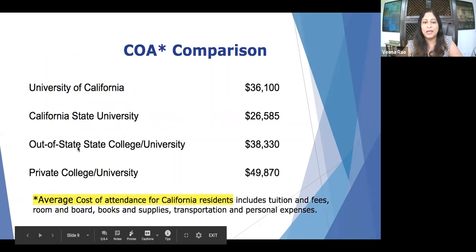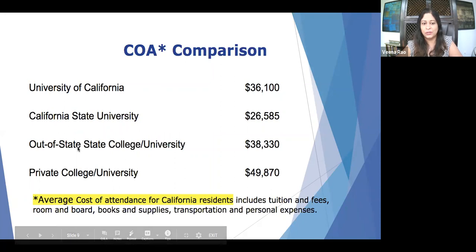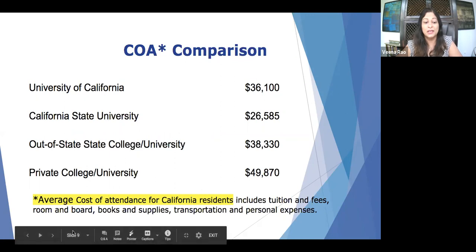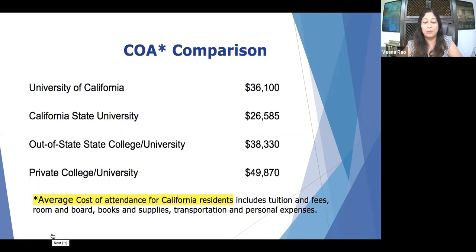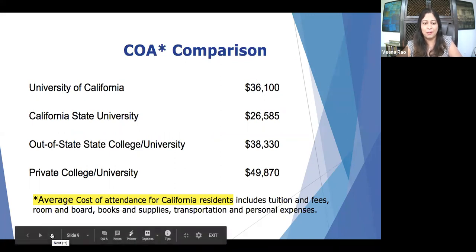So this is sort of the average cost of attending California schools and private universities. And obviously some of these figures are a little bit lower than normal, because I think for some of the universities, by the time you factor in all the costs, it could be a lot higher. But this is a figure put out by RAC, and they've come up with this figure as the average cost of attendance for a California resident.